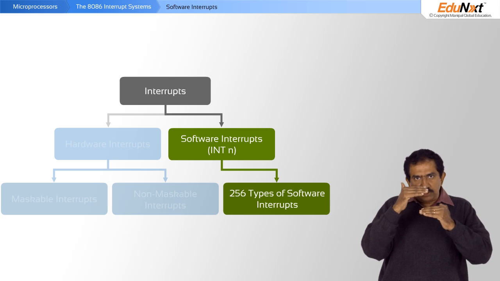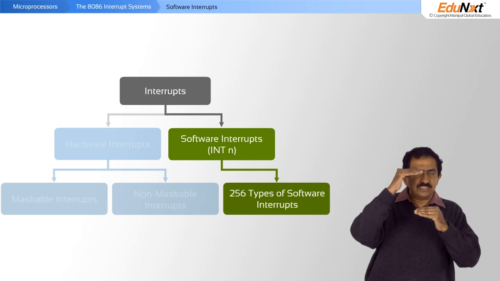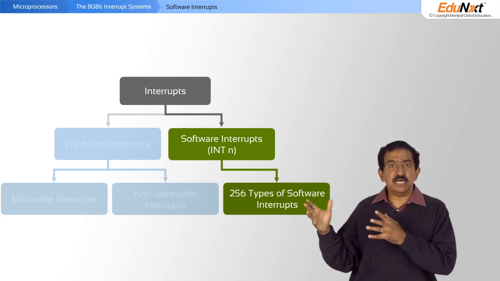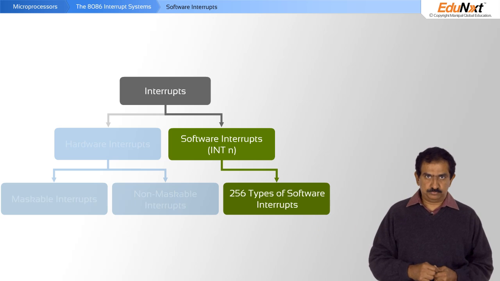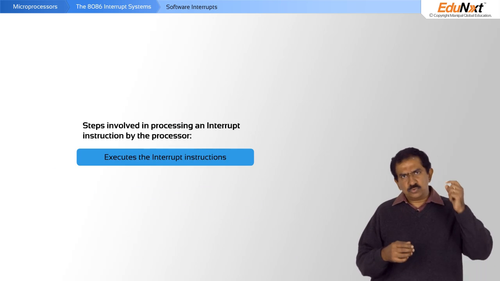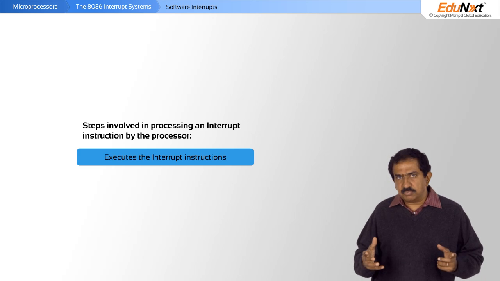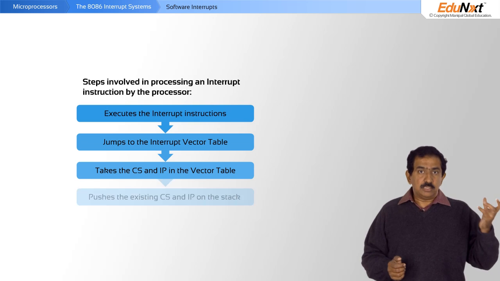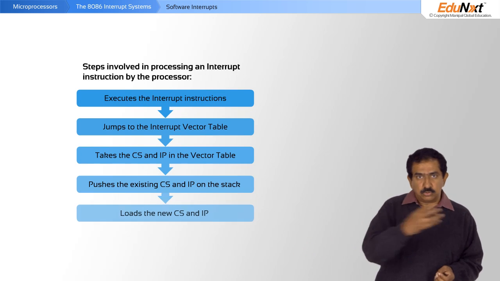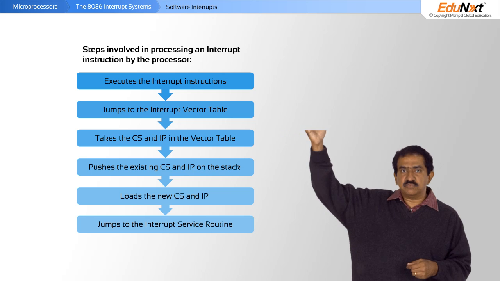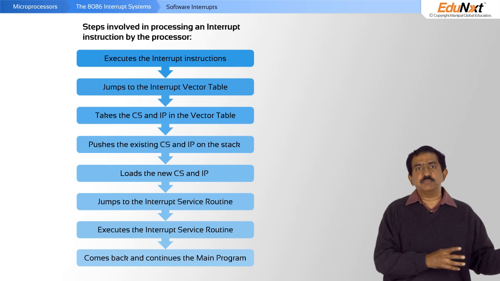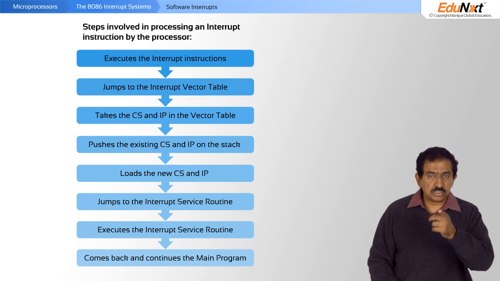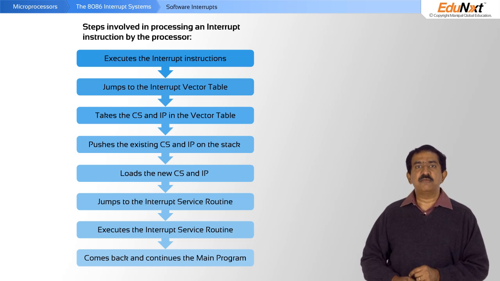Locations 000, 001, 002 and 003, these 4 bytes, contain the interrupt vector address for interrupt type 0, and so on and so forth. As soon as the interrupt instruction is executed by the processor, it jumps to the interrupt vector table, takes the CS and IP addresses, pushes the existing CS and IP onto the stack, loads the new ones, jumps to the interrupt service routine, executes it, comes back here, and continues with the main program. Remember the procedures and macros, a similar operation here, but this time for interrupts.